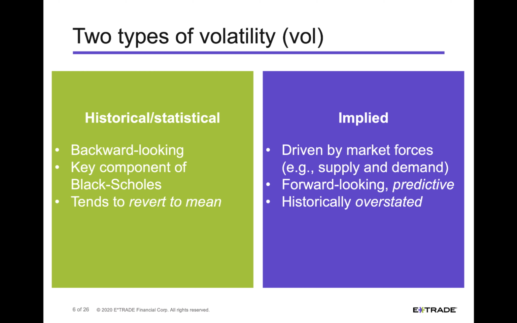So historical statistical volatility is backward looking. It's something that we can observe. We can observe it in a chart. We can quantify it. We can see that it has happened. So history is what it is. And it's a key component of the Black-Scholes model, which is an options pricing model.